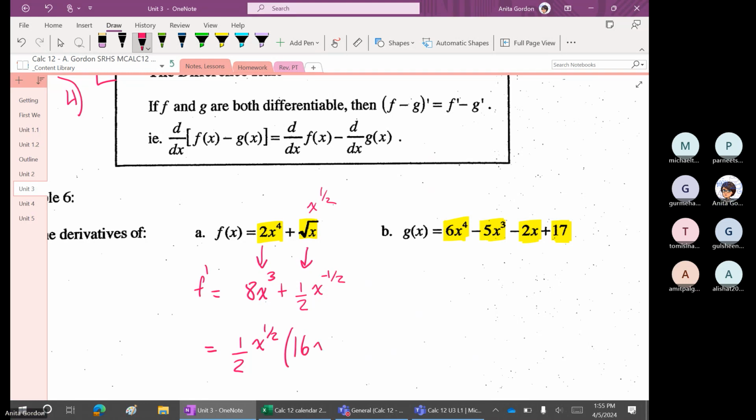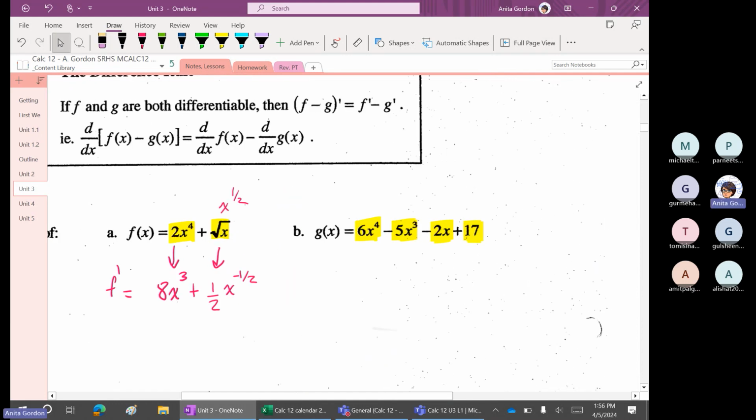16 x to the, oh, I don't want to do this. Doesn't really make it look any cuter, so I'm just going to leave it there. You could rationalize it though. I don't want to do that either. Let's do the hard stuff tomorrow or on Monday.